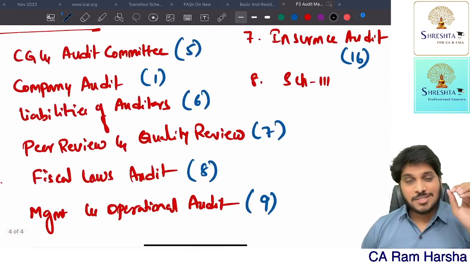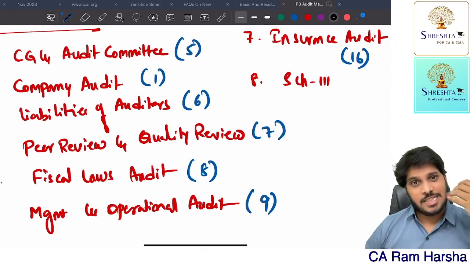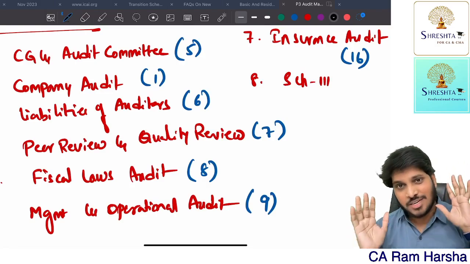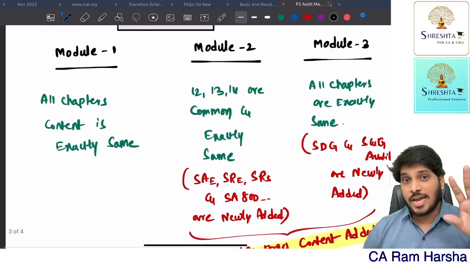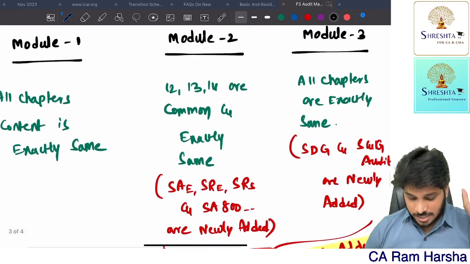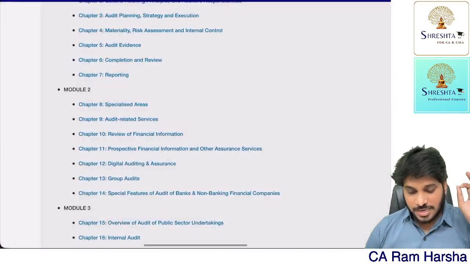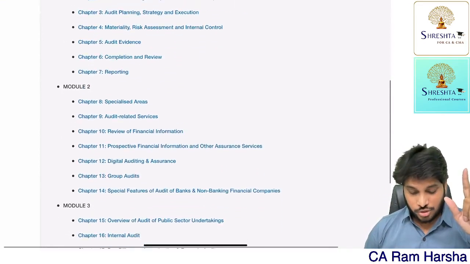The chapters which students generally want to take as a choice in CA final were deleted. The majority of them were deleted. Now you might be wondering what chapters were newly added and what were retained. If you look at the new scheme audit material, ICAI has divided it into 3 parts: module 1, module 2, and module 3.